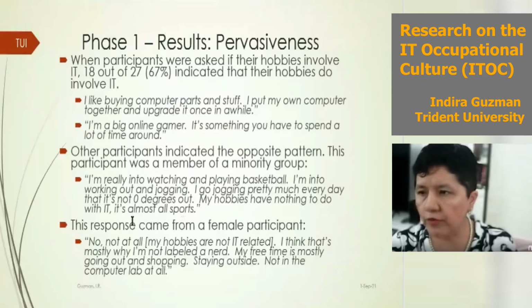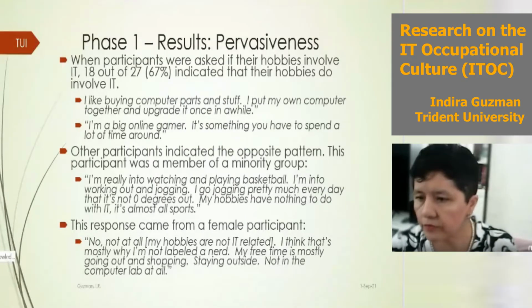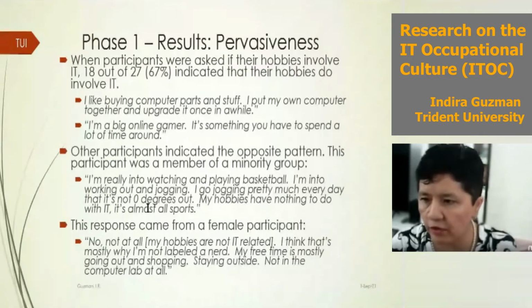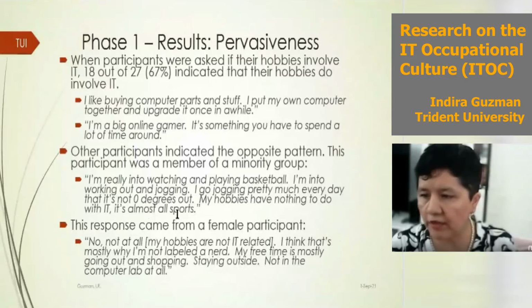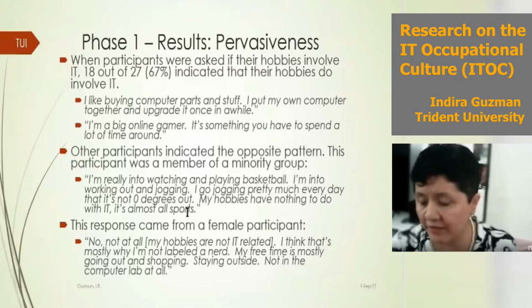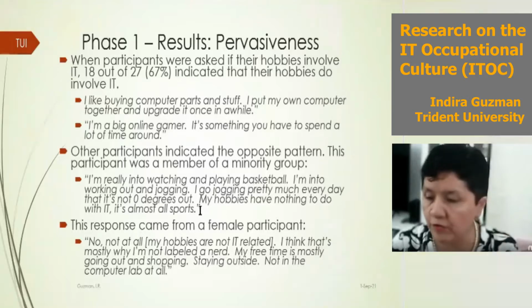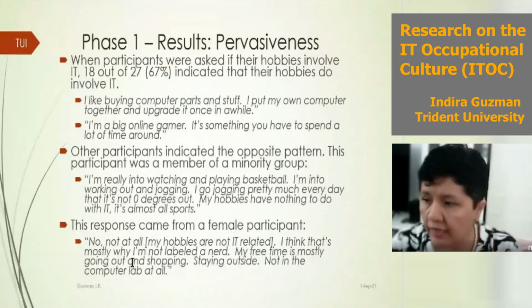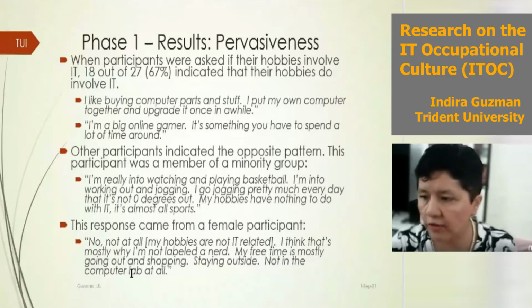These are examples of the pervasiveness dimension. Remember that we wanted to know how pervasive IT is in their lives. Here we see examples of how a person from an ethnic minority group says, I'm really into watching and playing basketball. I'm into working out and jogging. I go jogging pretty much every day, even when it's near 0 degrees out, and it was in New York, so of course New York can get cold. My hobbies have nothing to do with IT. It's almost all sports. Then a girl said, my hobbies are not IT related. That's mostly why I'm not labeled a nerd. My free time is mostly going out and shopping, staying outside, not in the computer lab at all.